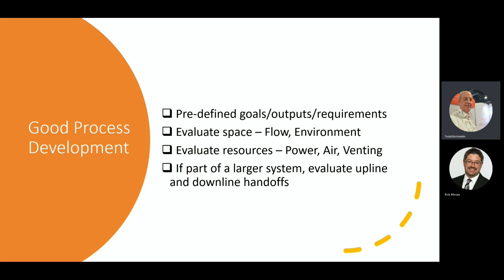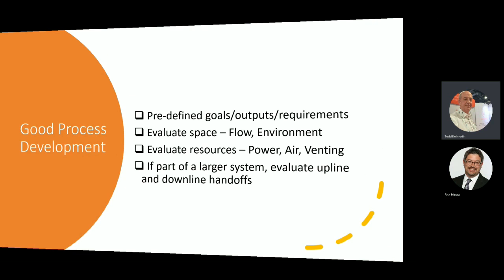And if that process is part of a larger system, you need to evaluate your upline and downline handoffs. So when you get product or you pick up the process from a department, you need to make sure that the handoff is clean. And same thing if you're in the middle and you have a department that you're handing off to, you need to make sure that any constraints you have are alleviated so that it makes it much easier.